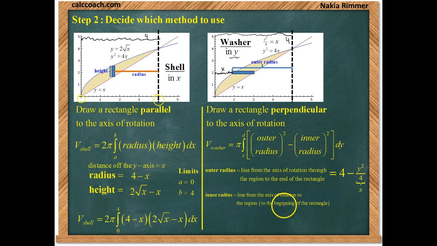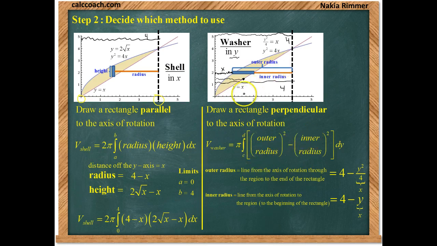Now we need the inner radius. The inner radius is a line that's from the axis of rotation to the region. And that's also going to be a subtraction of one distance from another. We have that same distance 4 and this same distance x that we need to subtract from it. But now it's not the x for the parabola, it's the x for the line. So we replace that x with y. But don't forget though, we have to square these guys and then subtract and then integrate.